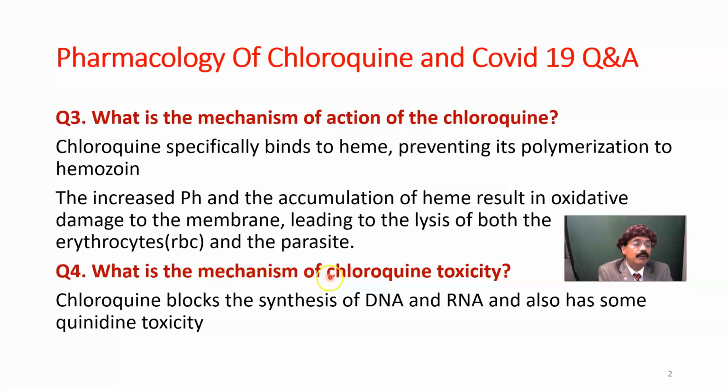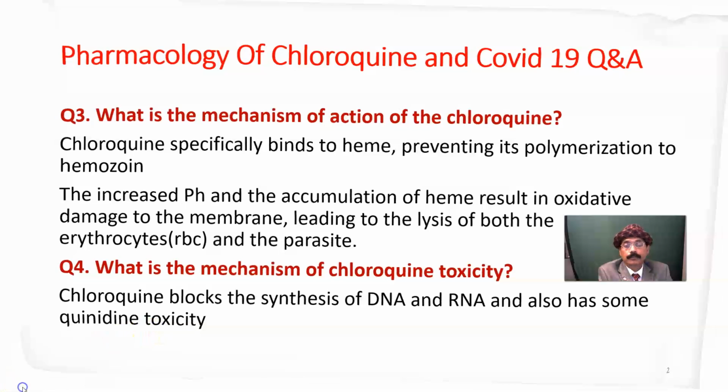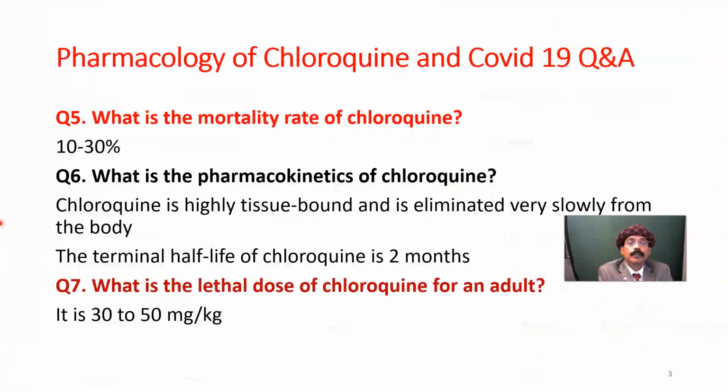What is the mechanism of chloroquine toxicity? Chloroquine blocks the synthesis of DNA and RNA and also has some quinidine-like toxicity. What is the mortality rate of chloroquine? The mortality rate is around 10 to 30% in overdoses of chloroquine, and it is very common in those countries where malaria is very much prevalent.